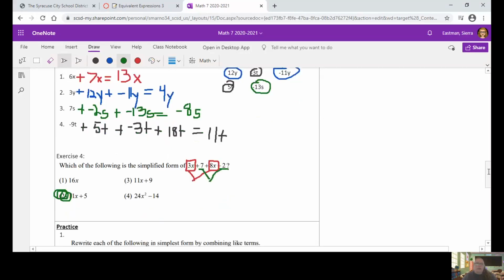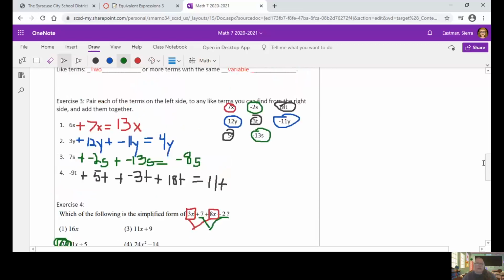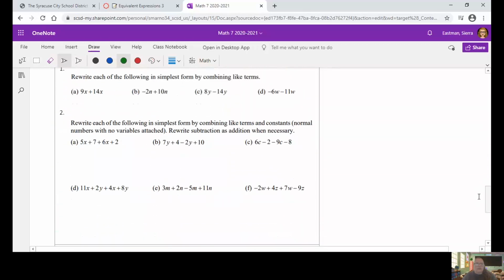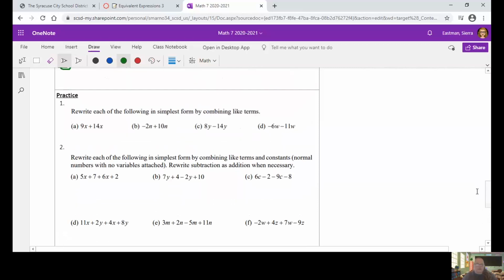All right, guys, hopefully all of our exercises kind of made sense as we went through the whole process. Now you have a few practice questions that do get a little bit harder, so feel free to use your calculator and use those methods of circling the ones that can actually be combined, and then maybe underlining or boxing in the other terms that maybe can't be combined.